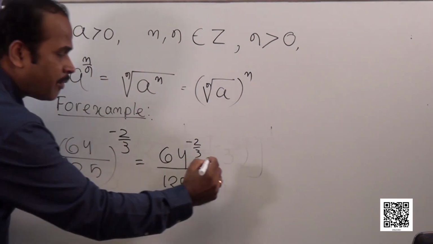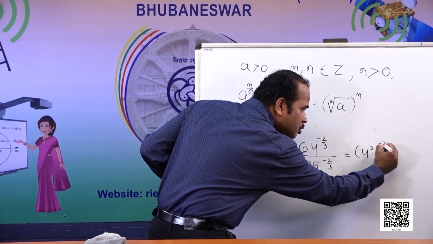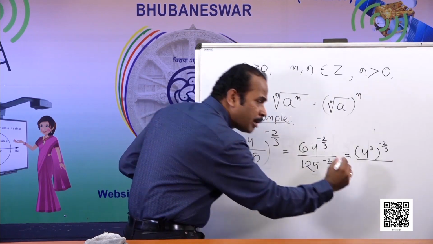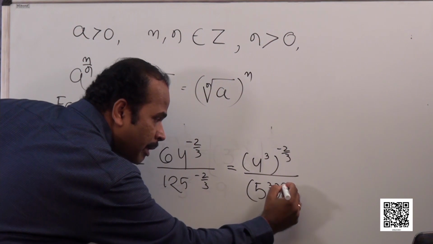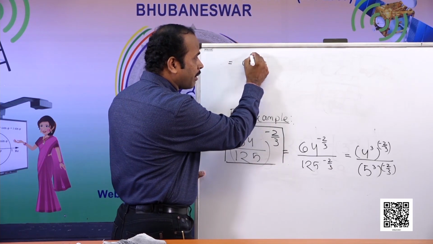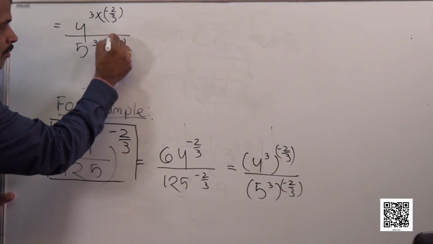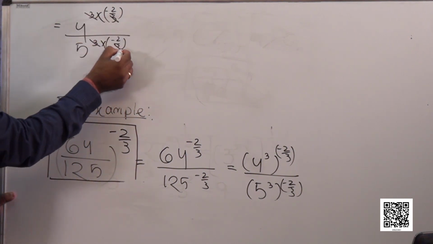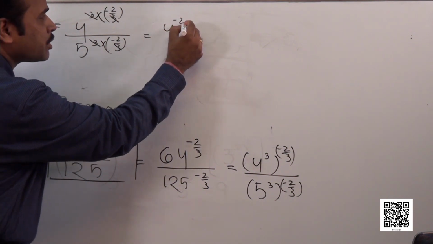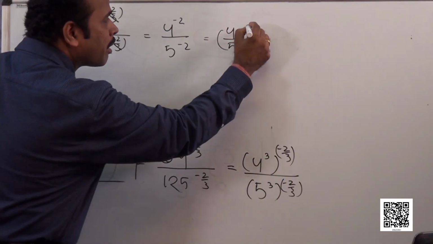Now opening this, I can write 64 to the power minus 2 by 3 as 4 to the power 3, since 64 is 4 to the power 3, whole to the power minus 2 by 3, divided by 125, which is 5 to the power 3, whole to the power minus 2 by 3. Now I can write 4 to the power 3 into minus 2 by 3 divided by 5 to the power 3 into minus 2 by 3. Multiplying, this 3 and 3 get cancelled and this 3 and 3 get cancelled. Finally I get 4 to the power minus 2 divided by 5 to the power minus 2, and this I can write as 4 by 5 whole to the power minus 2.